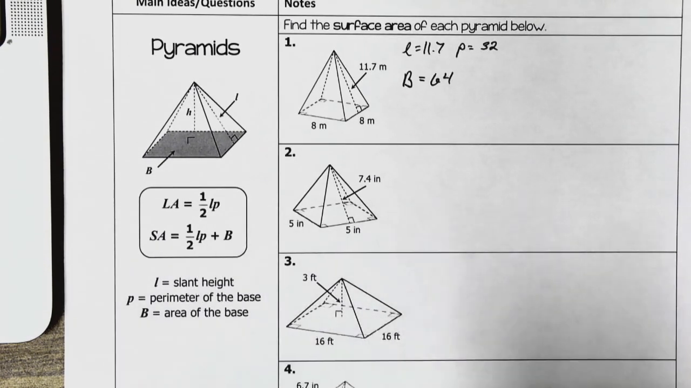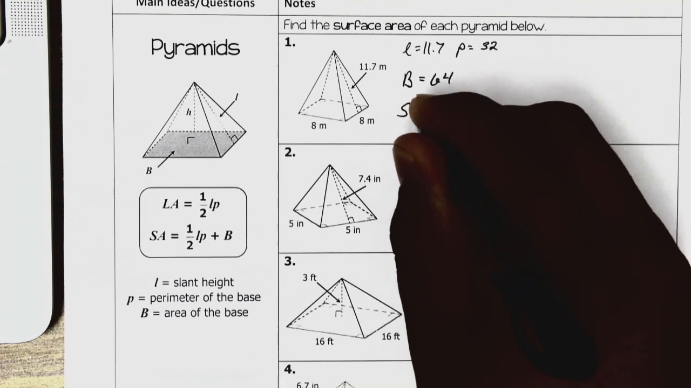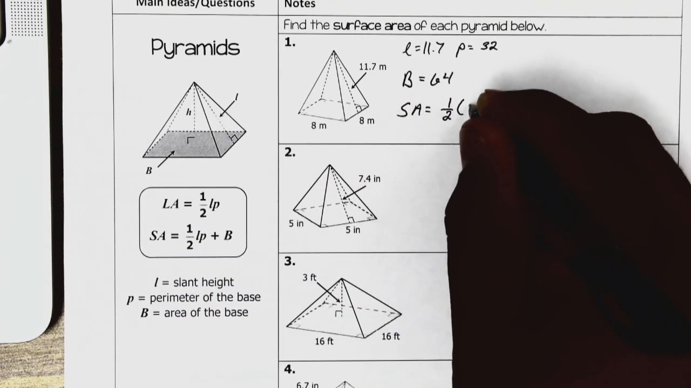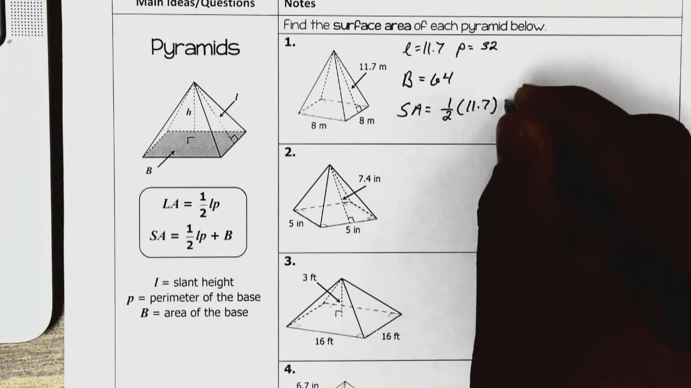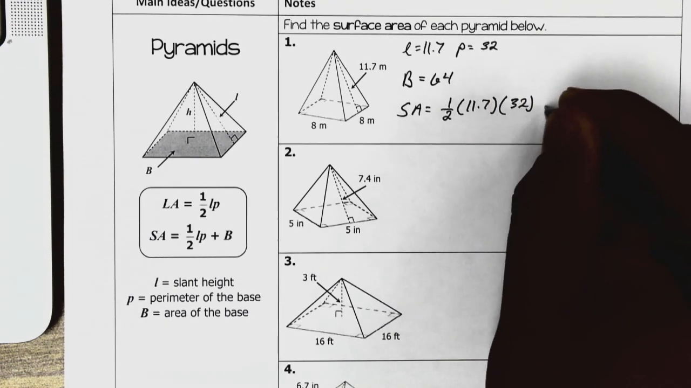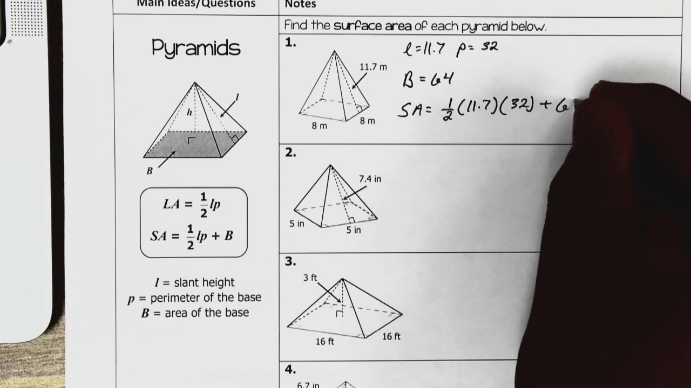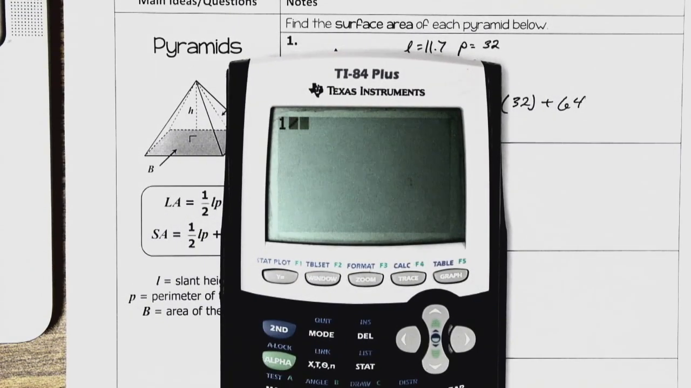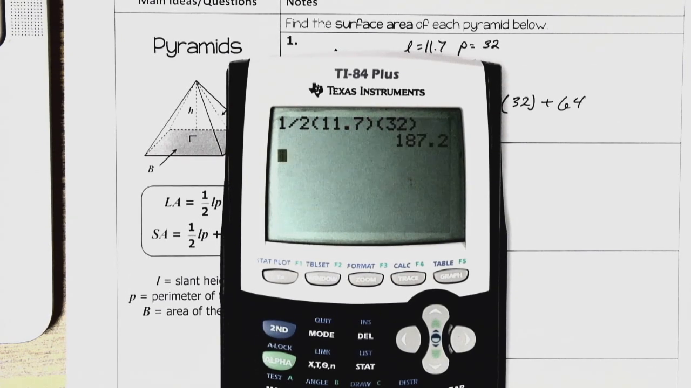So surface area is equal to 1/2 times L, which is that 11.7, times P, which is the 32, plus big B, which is the 64. Just like last time, you can do this one at a time, or you can do it all at one time in the calculator. So I'll do one at a time. 1/2 times 11.7 times the 32. This will give me my lateral area, my LA, which is 187.2.